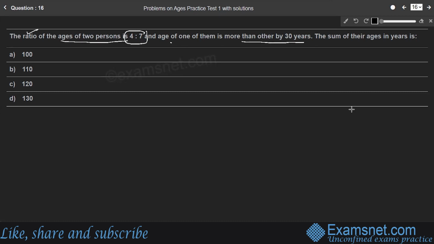So we'll consider two persons as A and B. Let A and B be the two persons and the ratio of their ages is 4:7. So let the age of A be 4x years, that of B is 7x years, right? So B is older than A because B's age is 7x, right? So it is given that the age of one of them is more than the other by 30 years.